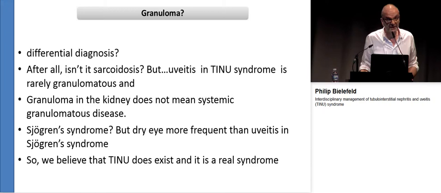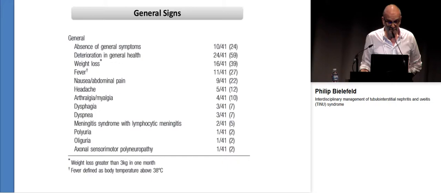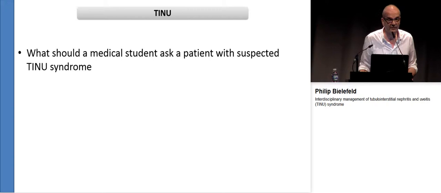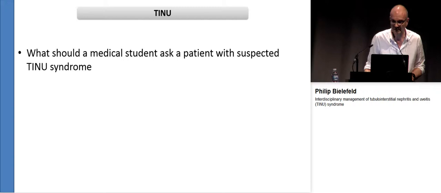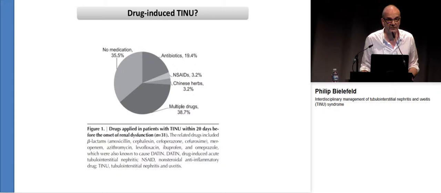In this disease, you can find a lot of general signs such as fever, headache, dysphagia, dyspnea, meningitis, weight loss. And imagine you don't have time to see your patient, so you send your young medical student, and what should he ask the patient? He should ask, what sort of drug did you take in the 20 days before the onset of renal insufficiency? This chart is from Lee's series, which we will talk about in a few minutes. And you see that in 20% of the cases, there is an intake of antibiotics, so simple, such as amoxicillin, 3% non-steroidal anti-inflammatory drugs, Chinese herbs, 3%, because Lee's series is a Chinese series, and other drugs.